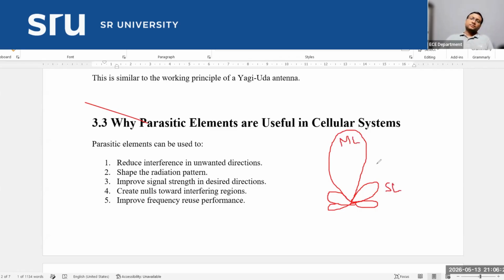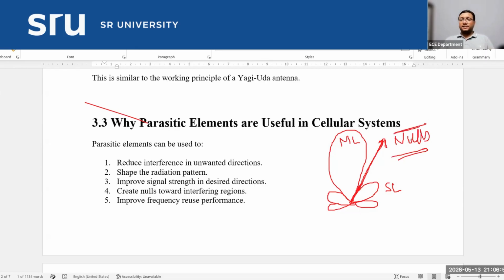In between the main lobe and side lobe, there are some regions where the value of the antenna gain is very less. These regions are actually called nulls.